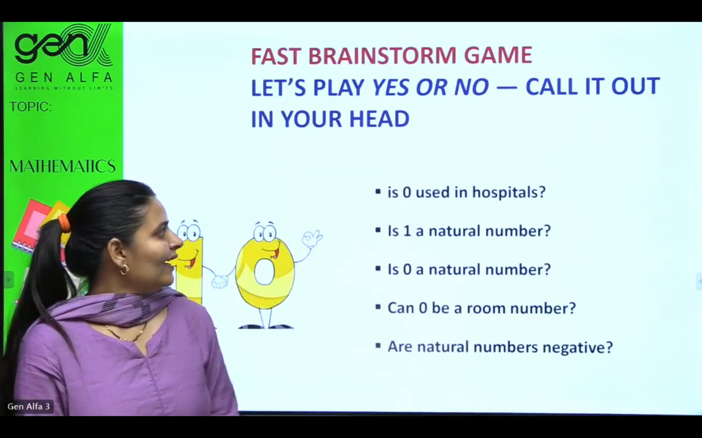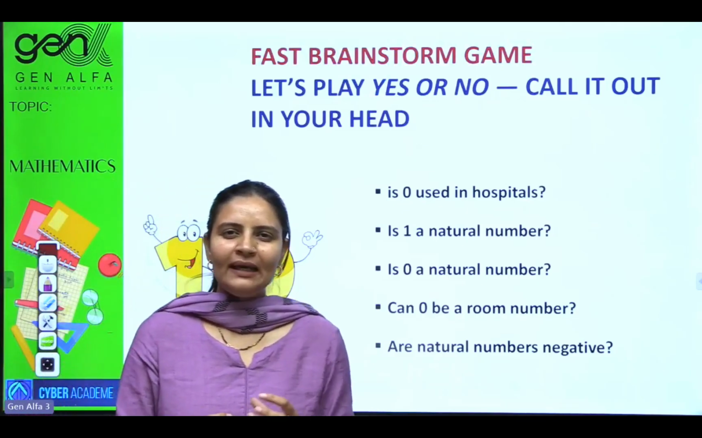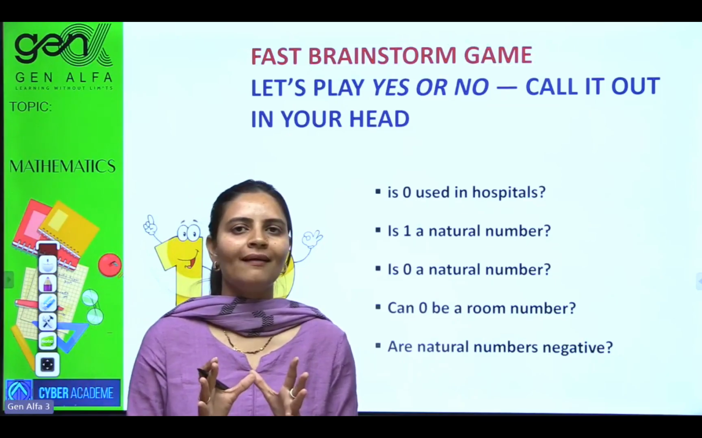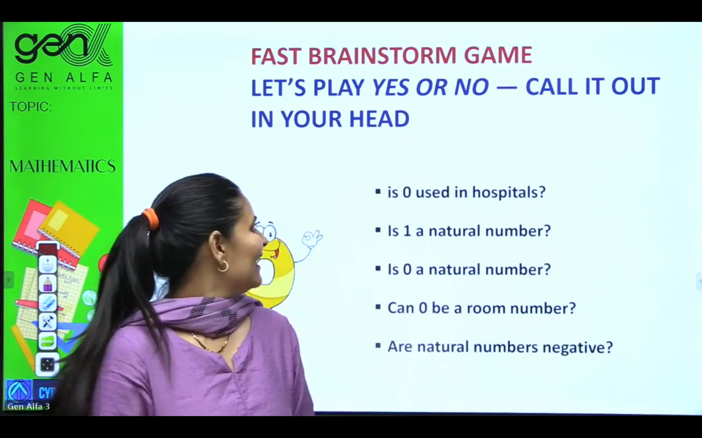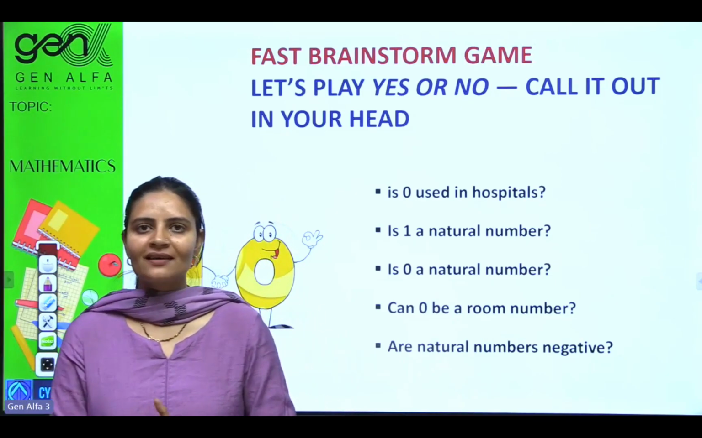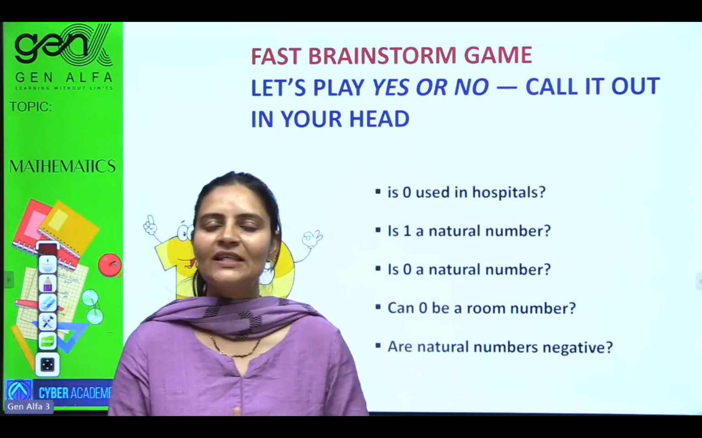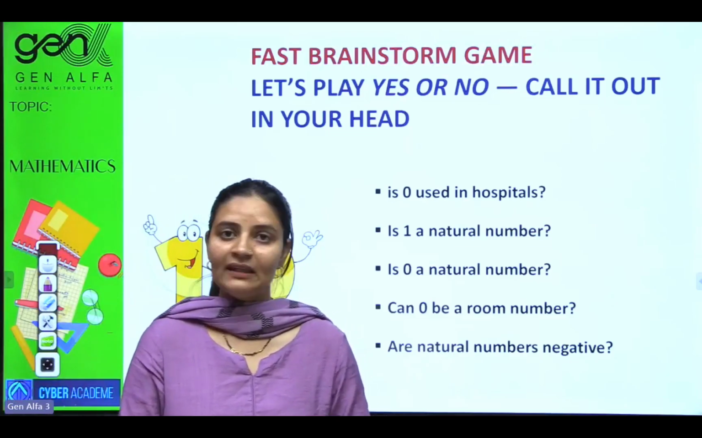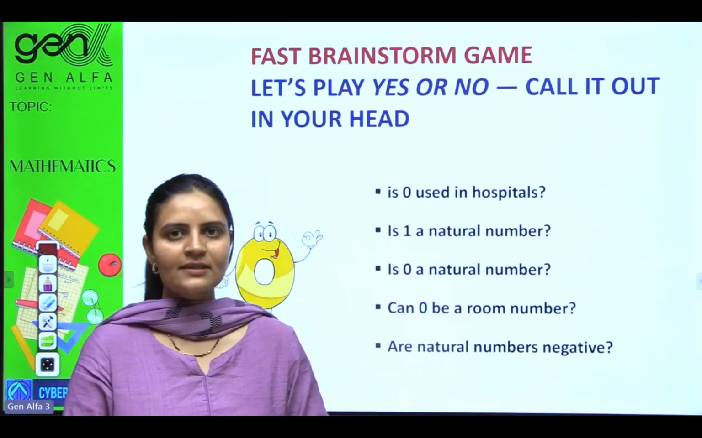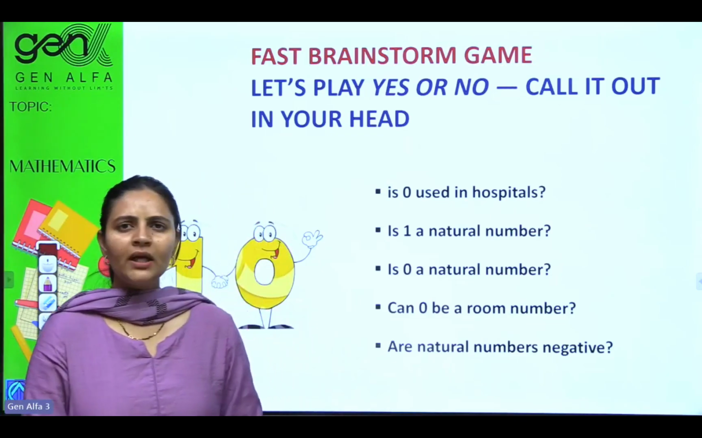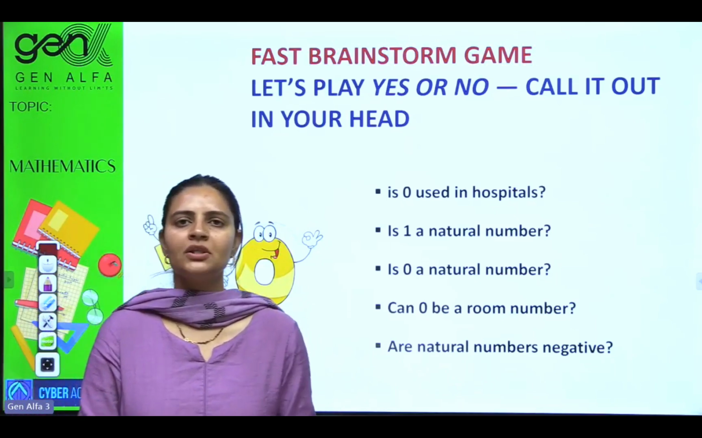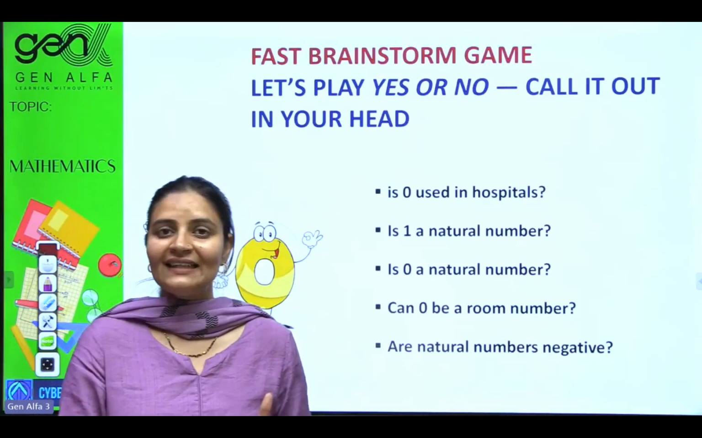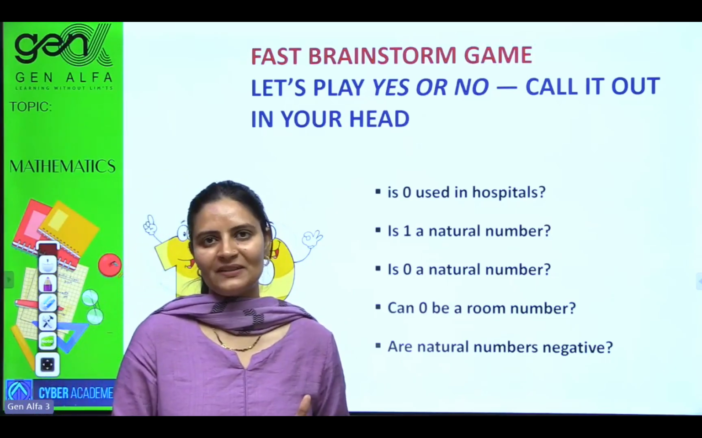So now let's play a yes or no game. Are you ready? You have to shout, but in your mind. Is zero used in hospitals? Yes. Zero, money exchange. Is one a natural number? Yes, it's obvious. One is a natural number. Is zero a natural number? Contradiction. If one is the first natural number, zero just shows the absence. That makes it a whole number concept. So zero is not a natural number.